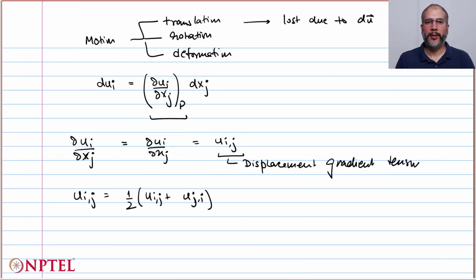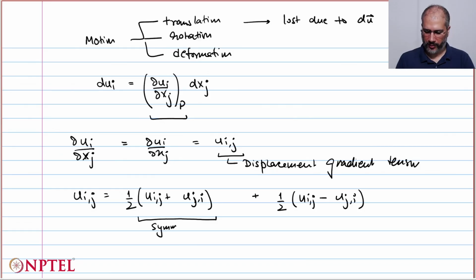Let's do that. So we know that if you have a matrix A_ij, then we can always do an additive decomposition where we split it into a symmetric part and a skew symmetric part. So in a similar fashion, we can write this tensor u_i,j as a symmetric part, which is the sum of u_i,j plus u_j,i divided by 2, and a skew symmetric part, u_i,j minus u_j,i upon 2. And you can see that this actually is u_i,j. So I leave it to you to check that this is symmetric and this is skew symmetric.